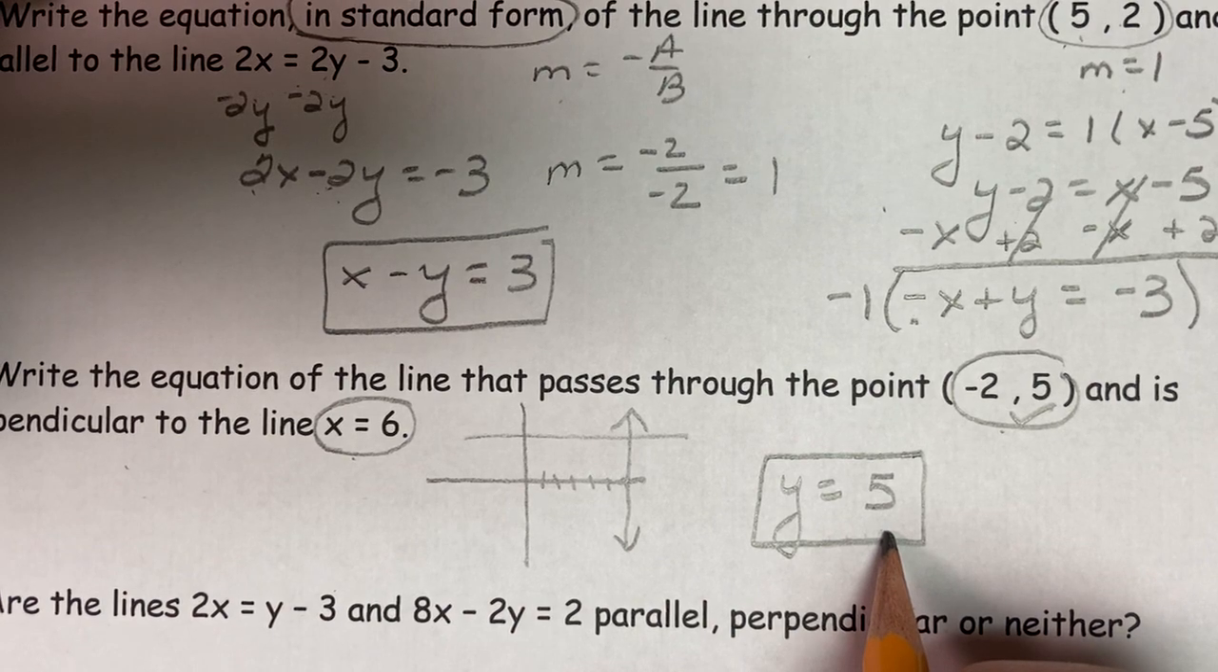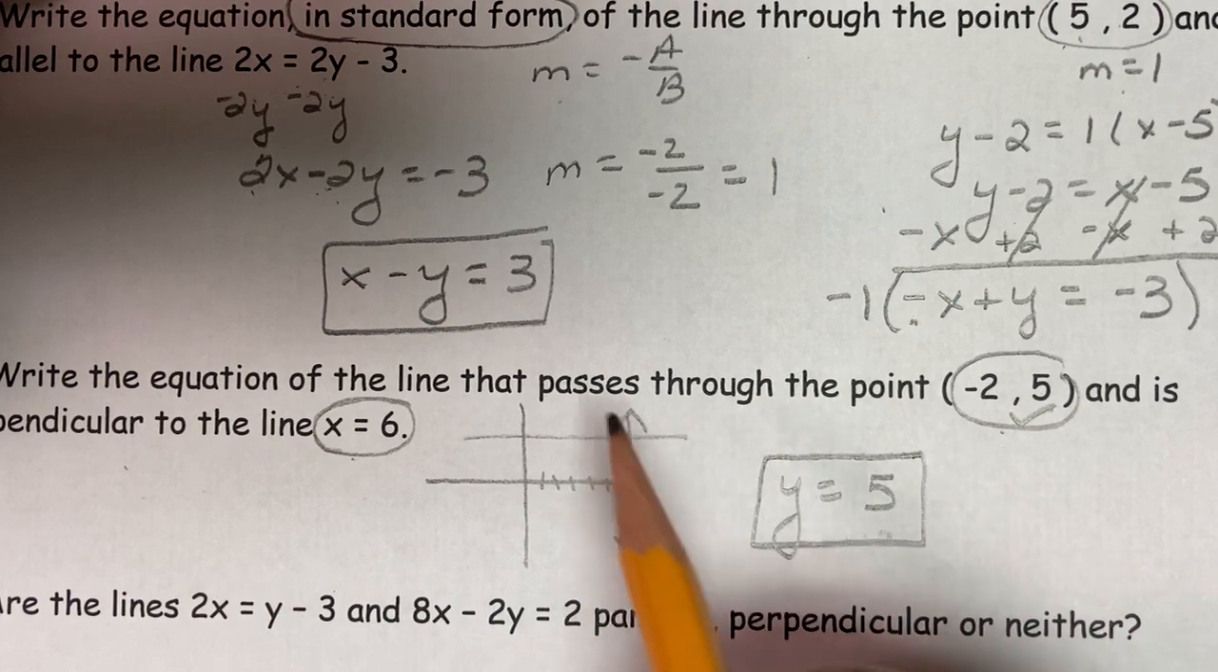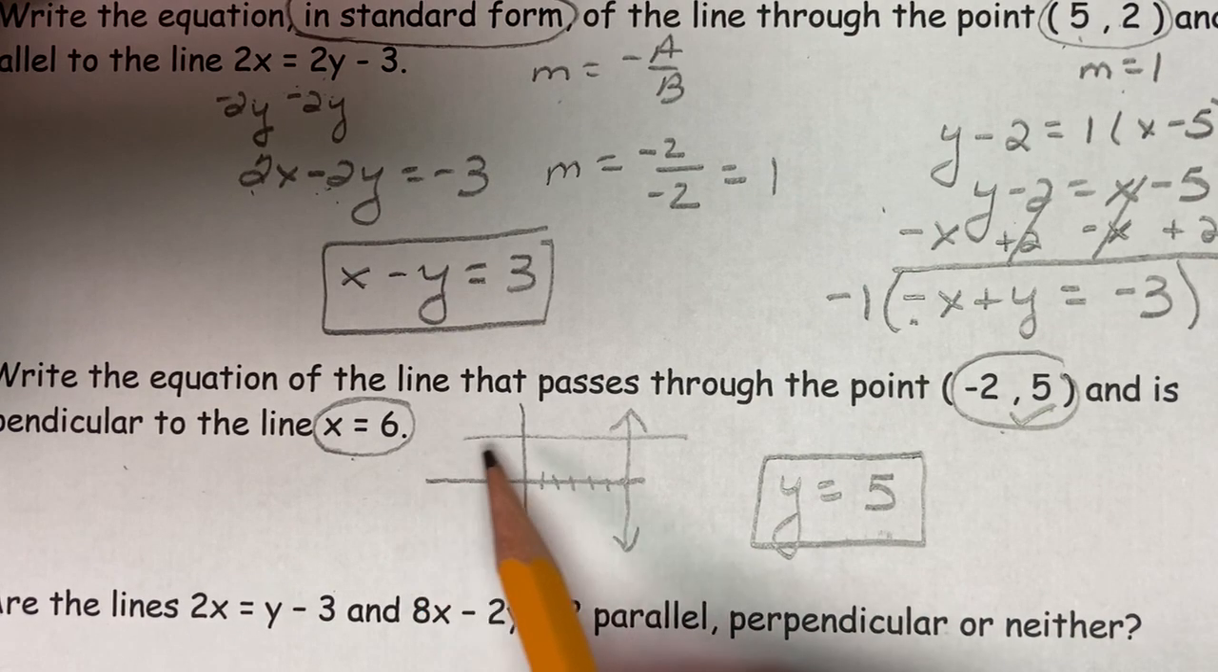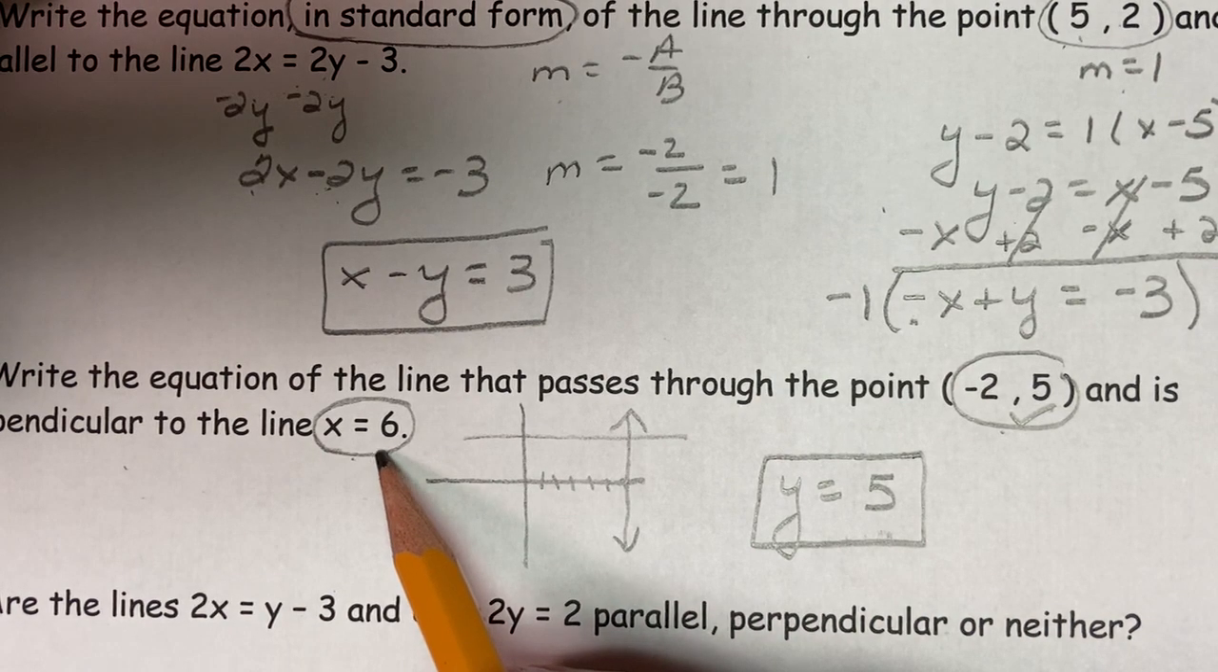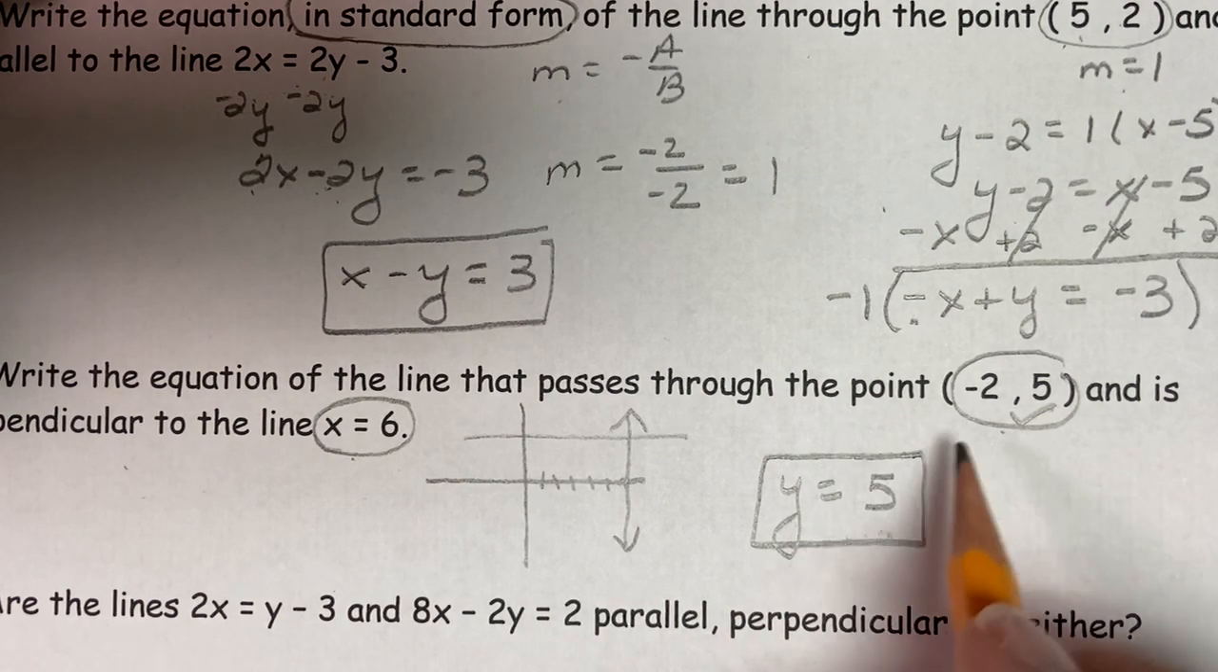So do you see there is really no plugging anything into an equation? We didn't have to do that. We just had to look at what the slope meant. If it's perpendicular to an x equals, it means it's a y equals, and then we had to look at our point.